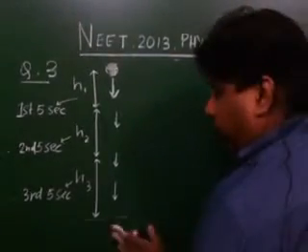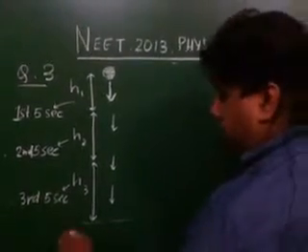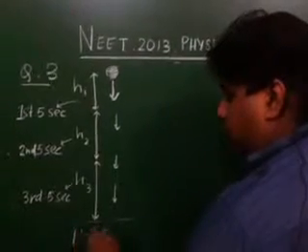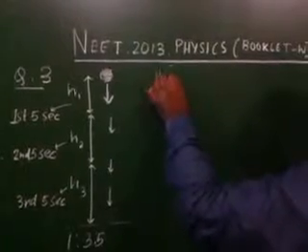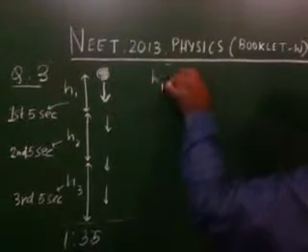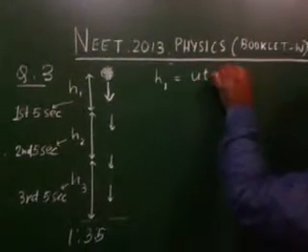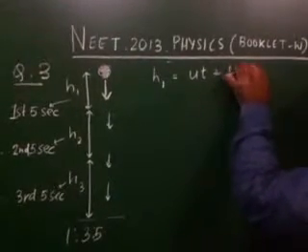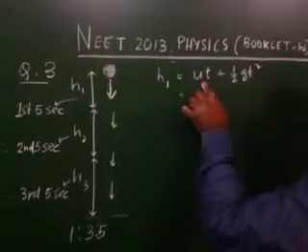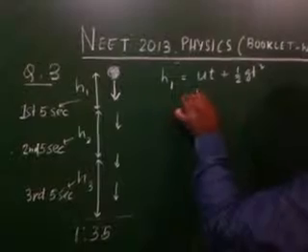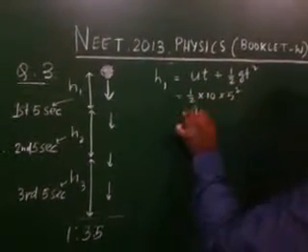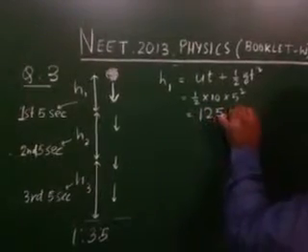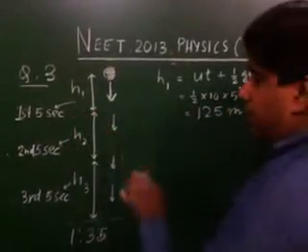Now let us find out how actually it is 1:3:5. So let us see. What will be the distance traveled in the first 5 seconds? The initial velocity is 0, so s = ut + half gt square. This is 0, so it is half into 10 into 5 square. This will be 125 meters. So this is the distance traveled in the first 5 seconds.